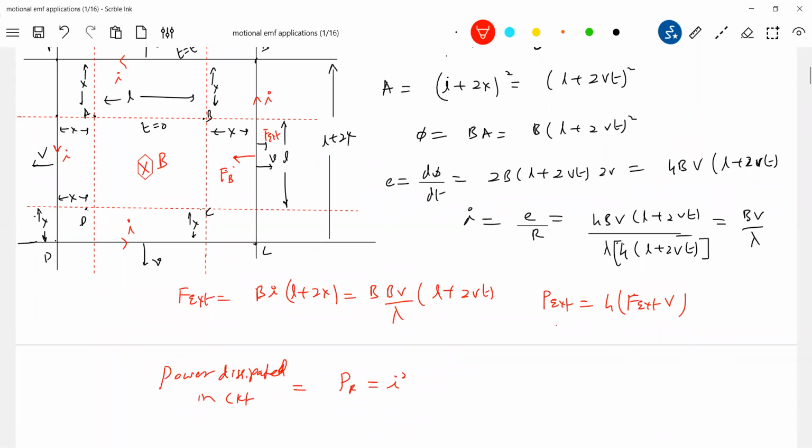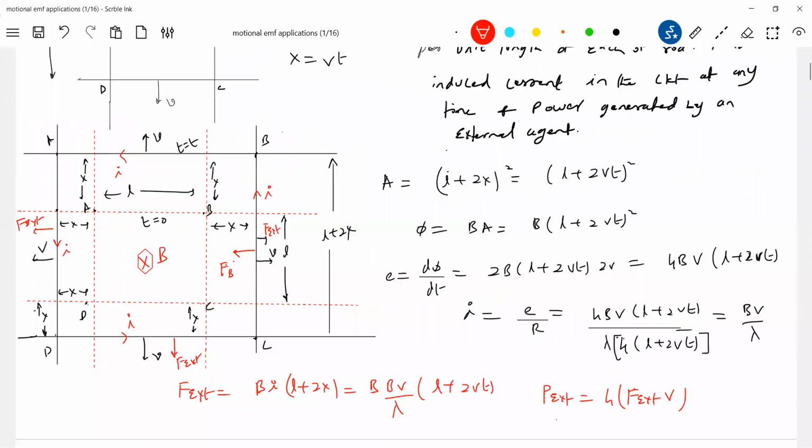Sir, can you tell why power external is 4 into? For the 4 rods I should pull, not only one rod. On 4 rods I should apply force. All 4 rods I should pull, so that's why the 4 times. Okay, fine.